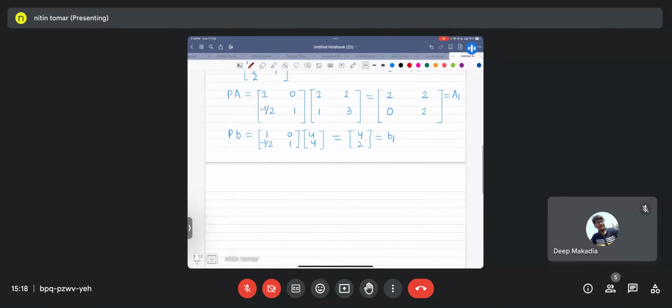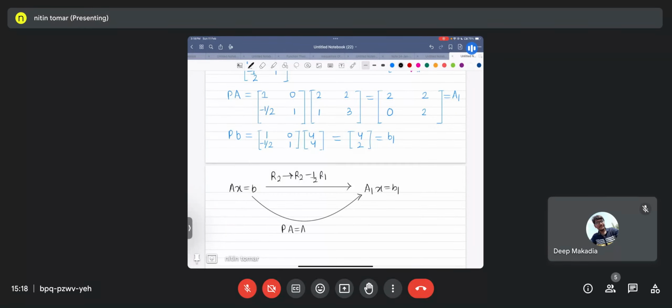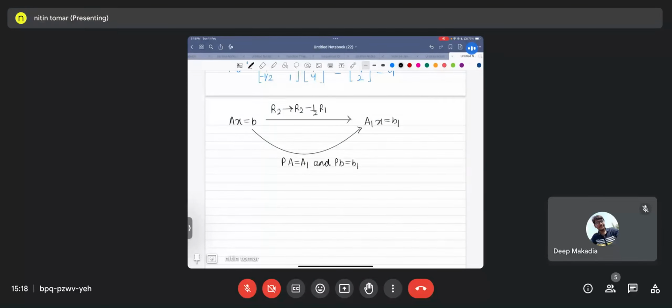So what did we do? We started with Ax equal to B. Then after one row operation, what was the row operation? R2 goes to R2 minus half R1. We get a new system A1x equal to B1. But it turns out that PA equal to A1 and PB equal to B1. So now does that answer your question? At least in this case, you can see the solution should not change.